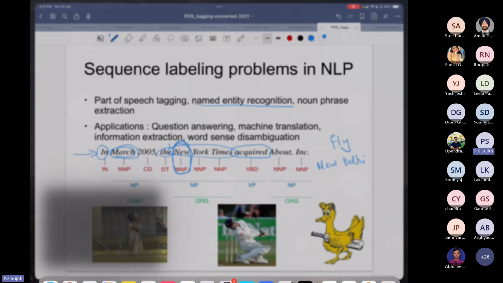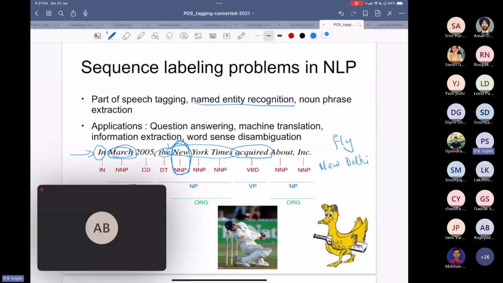Now, fly can be a verb or a noun, and it is difficult to disambiguate the actual part of speech of this word based upon the word alone. So you need to look at the neighboring context. You have to look at the previous words, the words which have appeared before this word, as well as the surrounding, neighboring context of this word, to clearly understand the part of speech tag of a particular word.